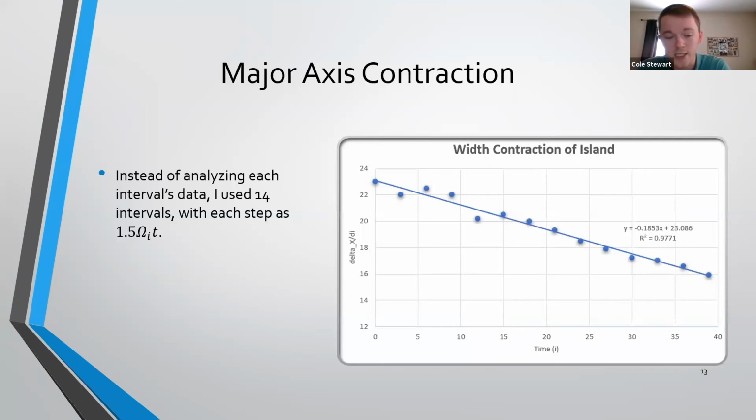Instead of analyzing each interval's data, I used 14 intervals with each step as 1.5 omega I t. This corresponds with every third i value. Again, this is the linear trend expected, with a high correlation coefficient of 0.9771.